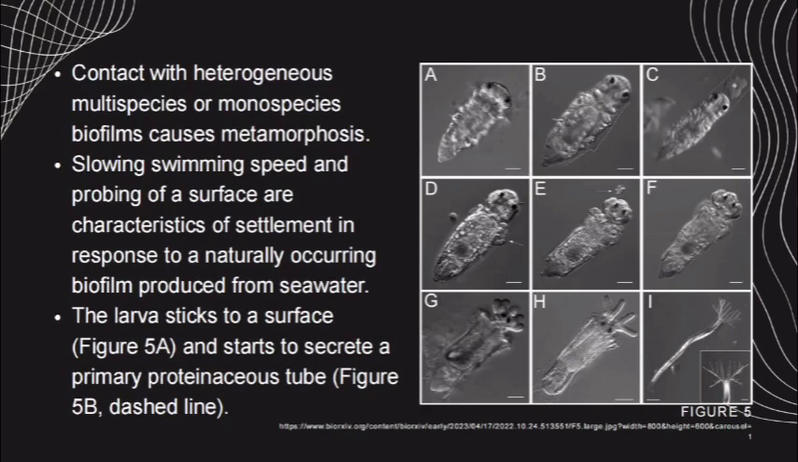from seawater. If appropriate, the larva sticks to a surface, as you can see in figure A, and starts to secrete a primary proteinaceous tube, figure B dashed line. It also starts to lose the prototroch cilia, as you can see in figure C, marked with an asterisk, that are no longer necessary for swimming. So the larva sticks to the surface, starts to secrete a primary proteinaceous tube.